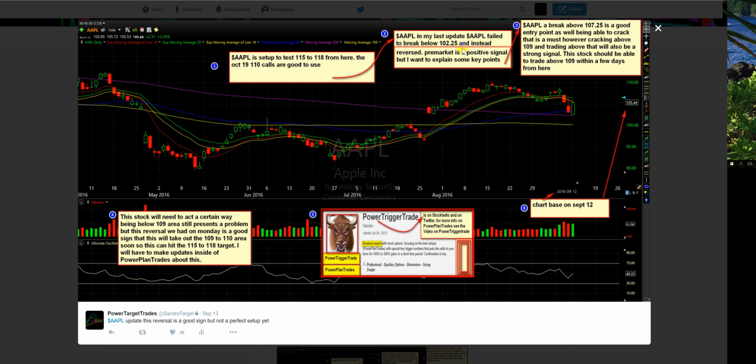So I'm talking about the thing. And then I go, pre-market is a positive signal because this stock was trading, and I mean, even pre-market, this wasn't even above 107. But I wanted this to break 107.25. I said, Apple, a break above 107.25 is a good entry point. As well, being able to crack that is a must. So basically I'm saying let's get in this if we get above 107.25.